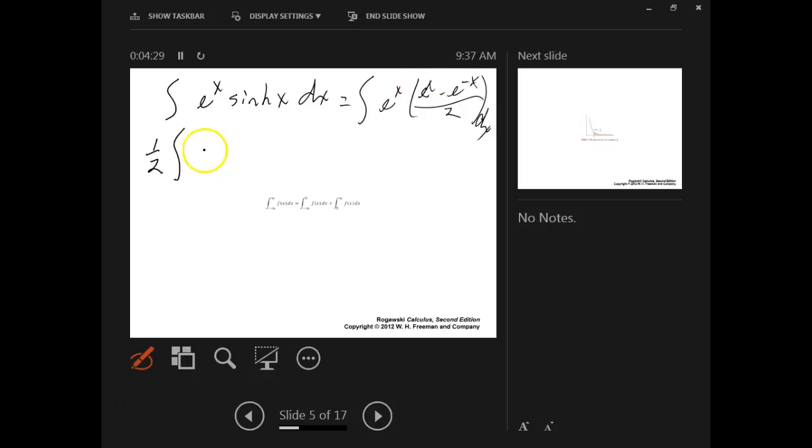e to the x times e to the x is e to the 2x. When you're multiplying same bases, different exponents, keep the base, add the exponents, right? Okay? How about e to the x times a negative e to the minus x? So that's going to be a minus. What's e to the x times e to the minus x? 1. You're absolutely right. dx.